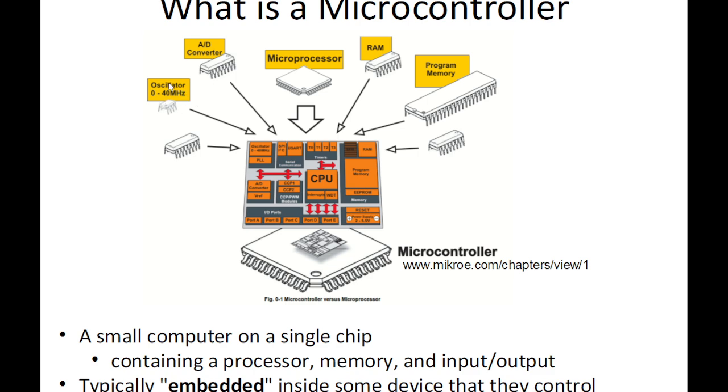And there is an on-chip oscillator which goes from 0 to 40 megahertz. It can be a different value depending on the chip, but an on-chip oscillator is one of the important elements within a microcontroller, because that is the heartbeat of the CPU, which keeps it running. So that is also part of the microcontroller. So again, what is a microcontroller? It's a highly integrated chip which contains many functionalities. In simple words, a small computer on a single chip that contains a processor, memory, and input output.